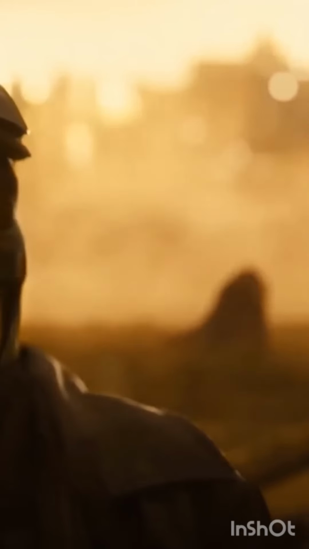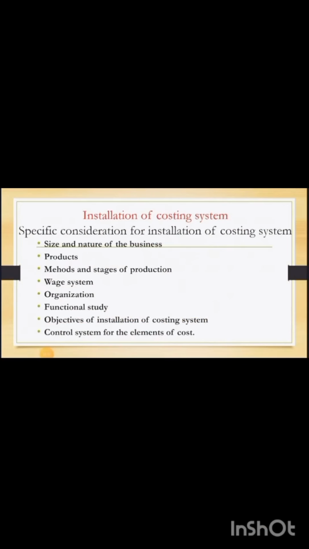Next, installation of costing system. There are specific things that have to be considered while installing cost accounting. Size and nature of the business is the first and primary thing that has to be considered while installing a costing system. And next is products, methods and stages of the production, wage system, organizational functional study, objectives of installation of costing system and control system for the elements of the cost.